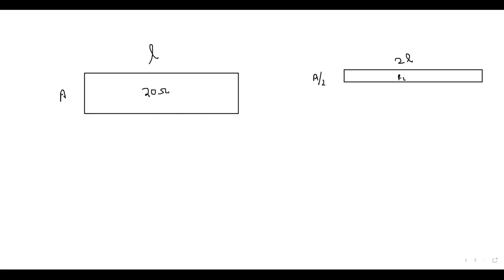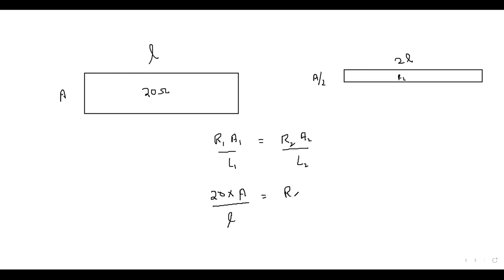When two wires are made up of the same material, the formula we use to compare the resistance of the two wires is R1 A1 over L1 equals R2 A2 over L2. R1 is the first resistance, which is 20. A1 is the first area of the wire, that is A. It can be any number or it can be a variable, like the letter A used here. And the length of the first wire is L.